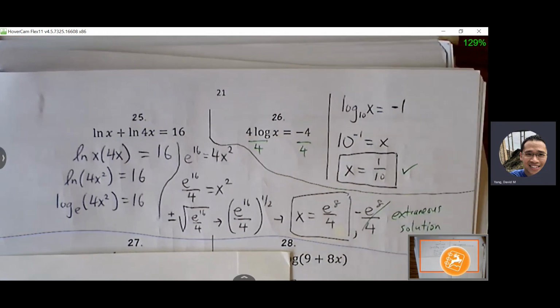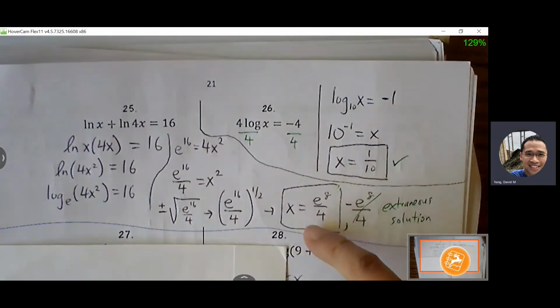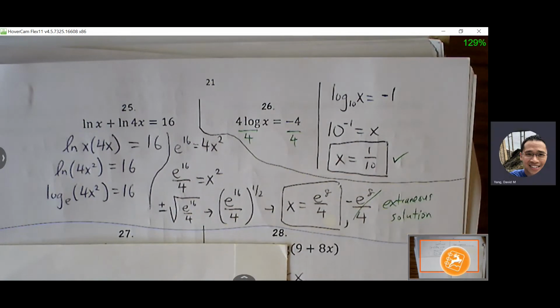The negative version is not going to work, so we call that the extraneous solution. But the positive version is fine. 26, pretty straightforward. Divide by 4, get that base 10 to show up. Exponential form, solve for x.